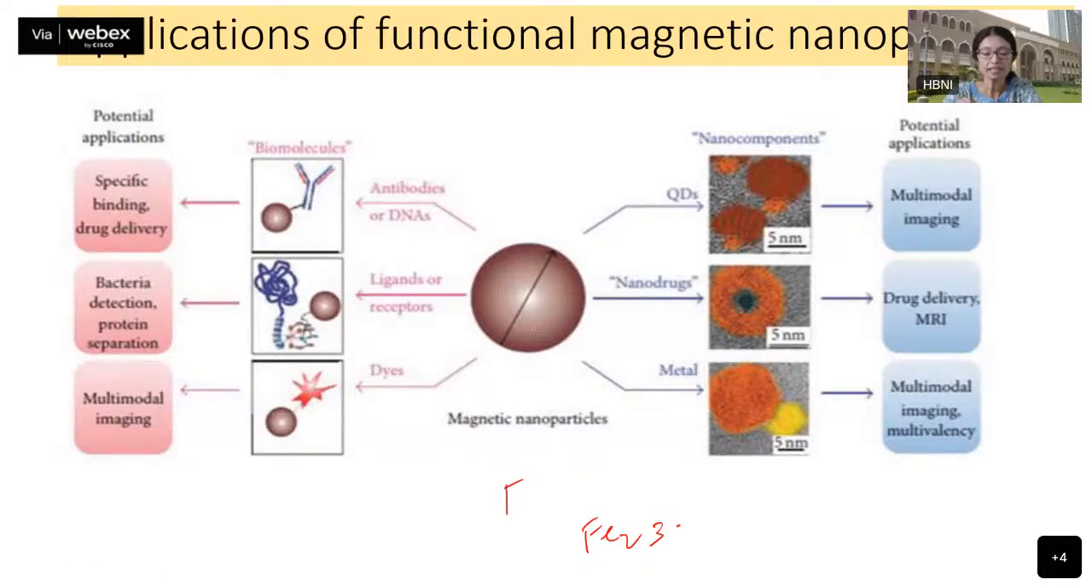So on this magnetic nanoparticle, if you are putting in some dyes and it is absorbing these dyes, then this magnetic nanoparticle can be used for something known as multimodal imaging. So for imaging purposes, you can use these kinds of magnetic nanoparticles on which dyes have been put. The other thing is you can have different kinds of ligands or receptors attached to this magnetic nanoparticle, and you can use it again for detection purposes.